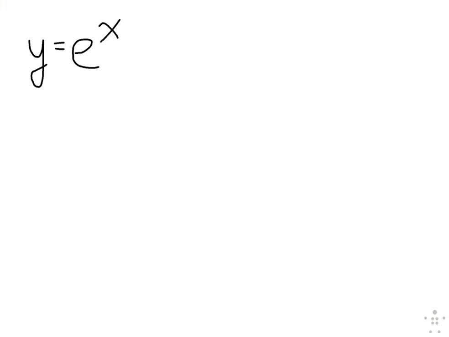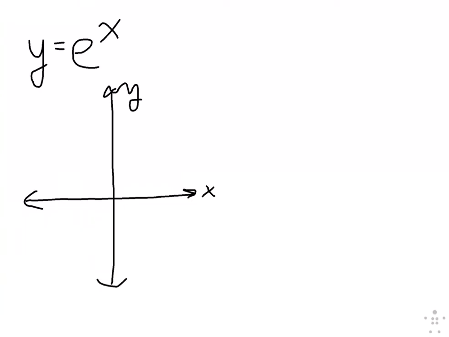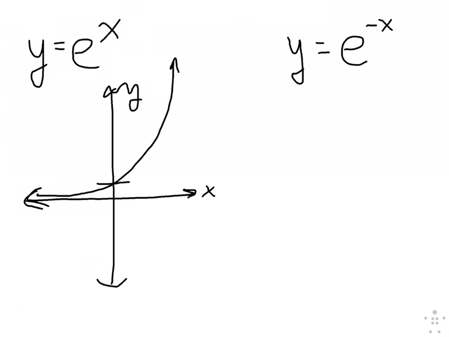Was it growth or decay? How'd you know? Because it goes up. Yeah, it goes up. It goes something like this, right? Hey, what number does it cross through again? 1. Because remember, anything to the 0 power is 1. Then the other one I'm going to ask you to graph: y equals e to the negative x.